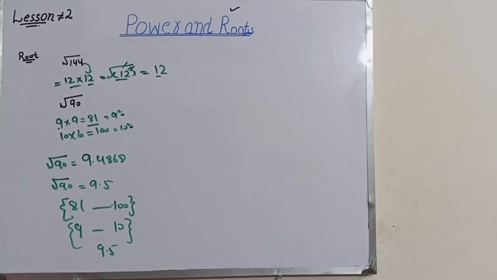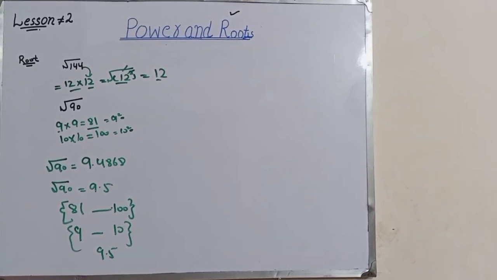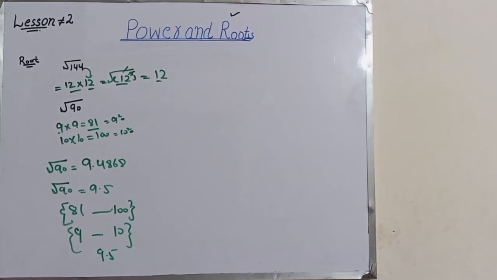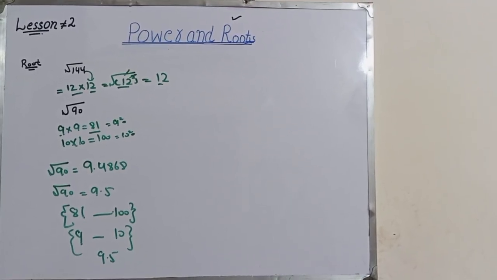In other words, power and roots undo each other. They are opposite to each other. And once you understand this relationship, many math problems become much easier to solve.